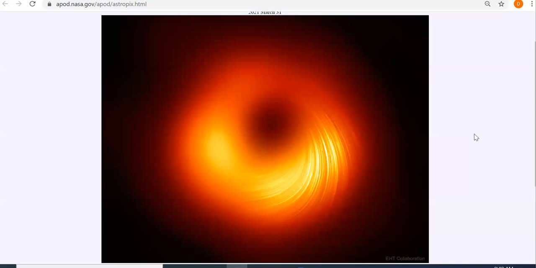What's new about this one is these little swirly lines. The light is actually polarized, and they've reprocessed the image to add in these lines here so we can visualize the way that the matter swirls into the black hole.